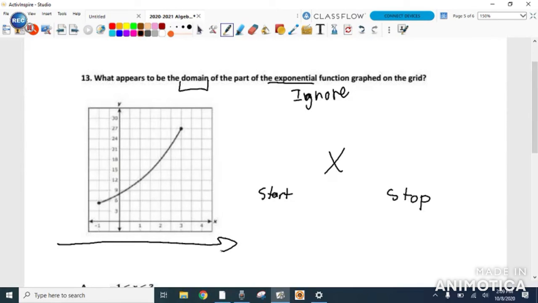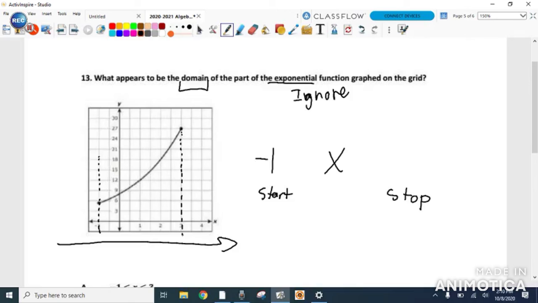So if I follow my line, it starts right here at -1. So my starting point is -1. Now if I follow my line all the way until it has stopped right here, this stops at the point x equals 3. So my stopping point is 3.